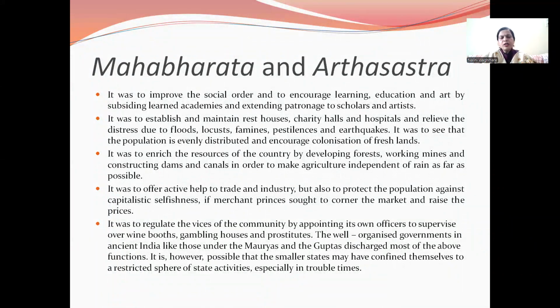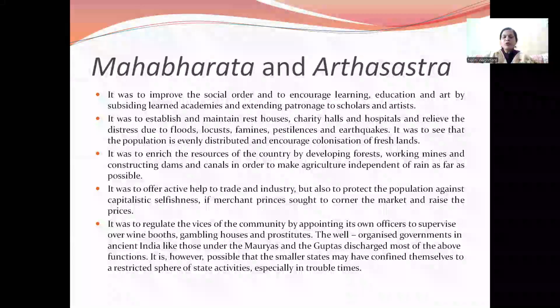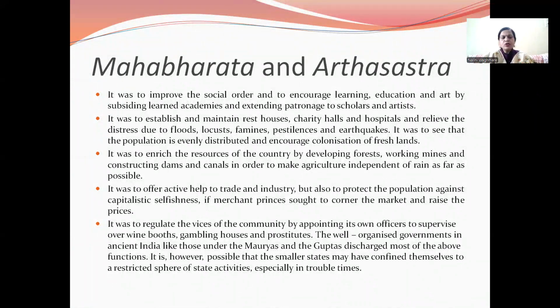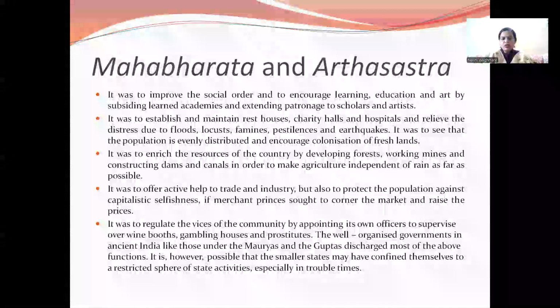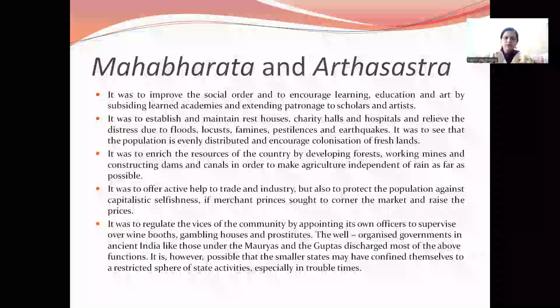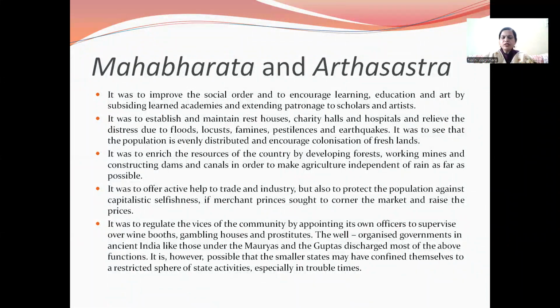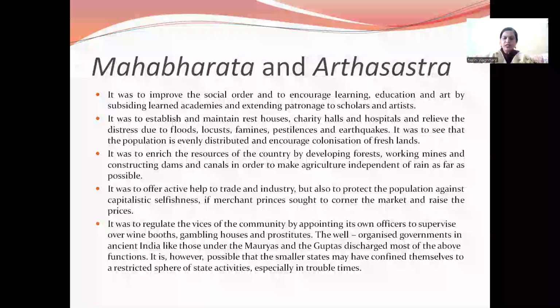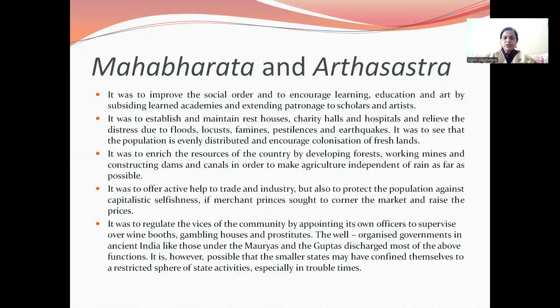It was to offer active help to trade and industry, but also to protect the population against capitalistic selfishness, if merchants sought to corner the market and raise prices. It was to regulate the vices of the community by appointing its own officers to supervise wine booths, gambling houses, and prostitutes. The well-organized governments in ancient India, like those under the Mauryas and the Guptas, discharged most of the above functions. It is, however, possible that the smaller states may have confined themselves to a restricted sphere of state activities, especially in troubled times.